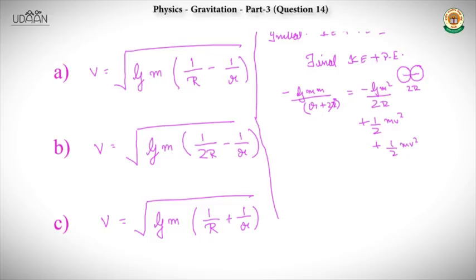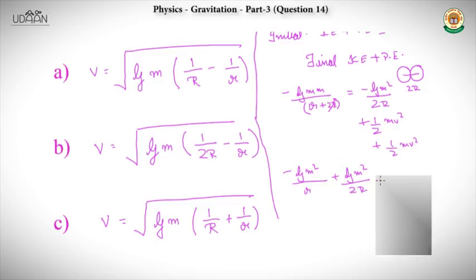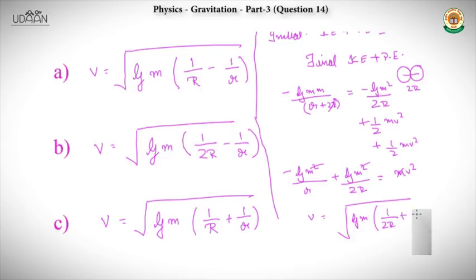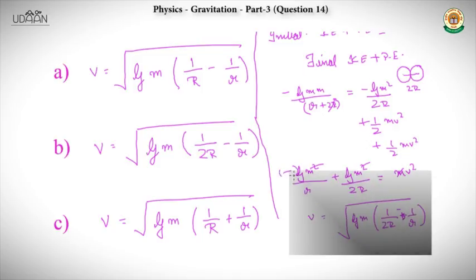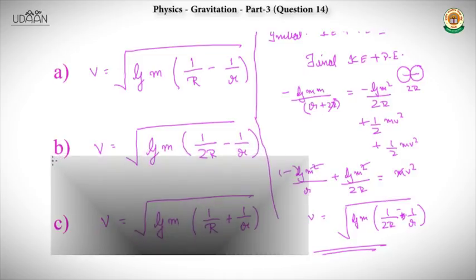So now it becomes pretty simple, I believe. Half mv square into 2, so minus GM square upon r plus GM square upon 2r is equal to mv square. Velocity would be equal to under root GM into 1 upon 2r plus 1 upon r. Sorry, minus, because this minus symbol is over here. These are the kind of mistakes that you might also make in the exam, so take care of them. So this is the answer, and this is option number B.